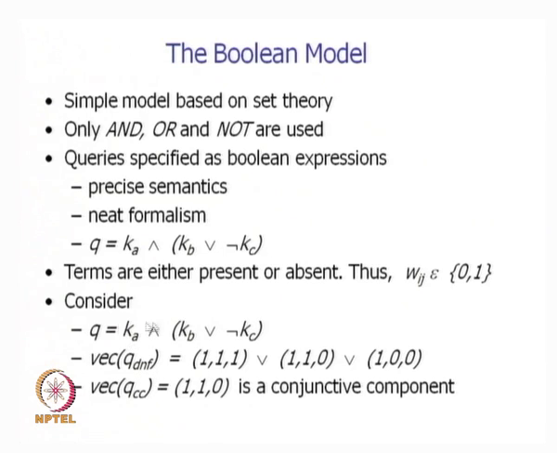So, this whole expression is equivalent to Ka and Kb and Kc, or Ka and Kb and not Kc, or Ka and not Kb and not Kc. This can be very easily seen from the query expression Ka and Kb or not Kc. So, 110 is a conjunctive component in the DNF expression for the query.